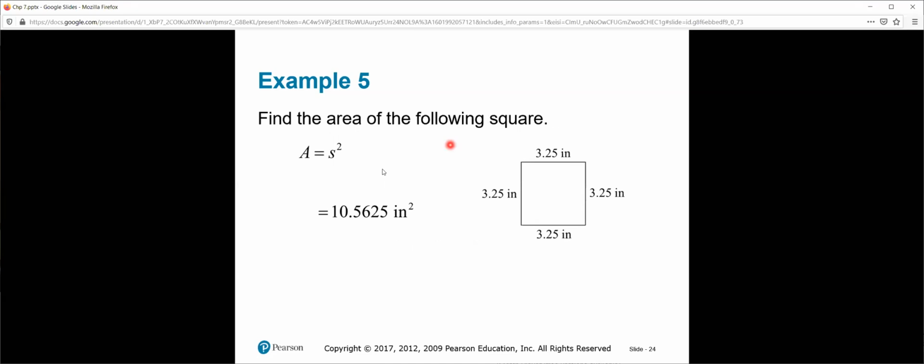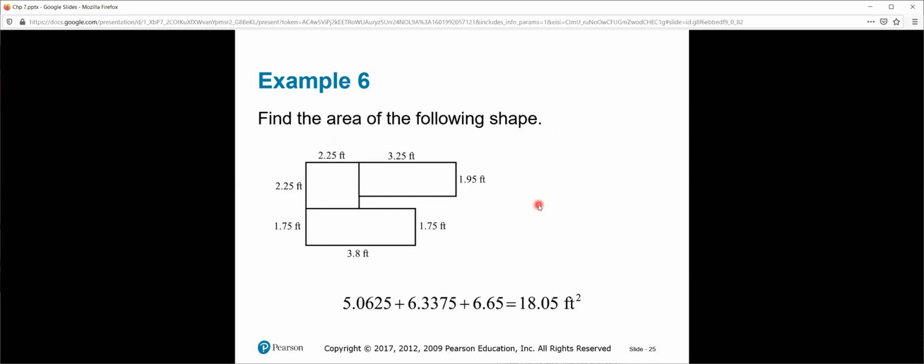Again, same process. For a square, it's even easier. Look at the side. Well, the side's 3.25. I'm just going to square that. Get my area of this square as 10.5625 inches squared. Real simple math, right?